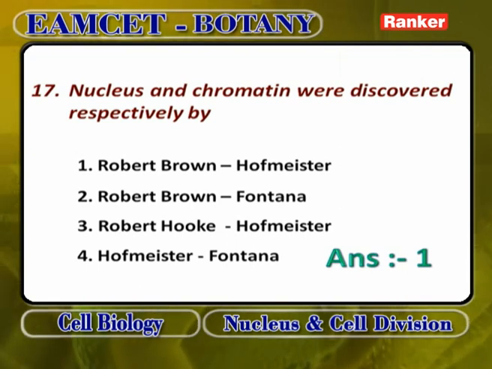Nucleus and chromatin are discovered respectively by, respectively meaning first who discovered nucleus, then who discovered chromatin. Options: Robert Brown and Hofmeister, Robert Brown and Fontana, Robert Hooke and Hofmeister, Hofmeister and Fontana. Robert Brown discovered nucleus. Fontana discovered nucleolus or plasmosomes. Robert Hooke discovered cell and cell wall. Hofmeister discovered chromatin. So the nucleus and chromatin are discovered respectively by Robert Brown and Hofmeister.